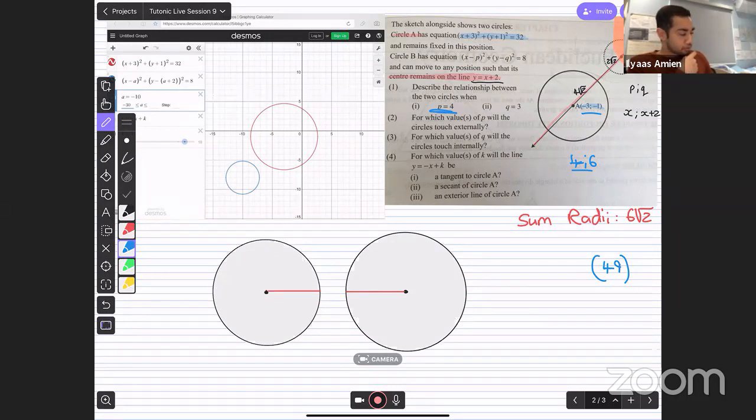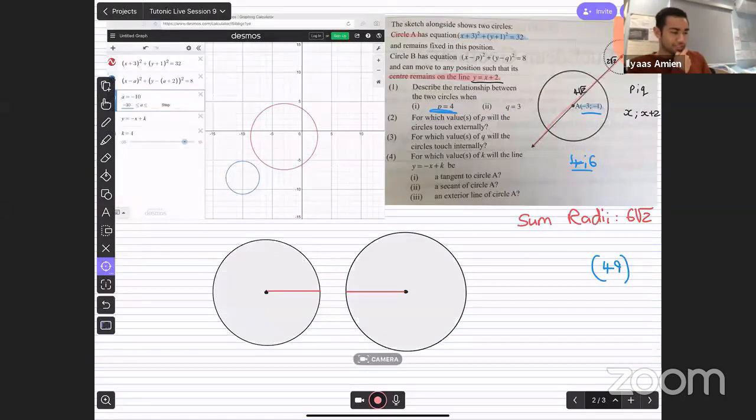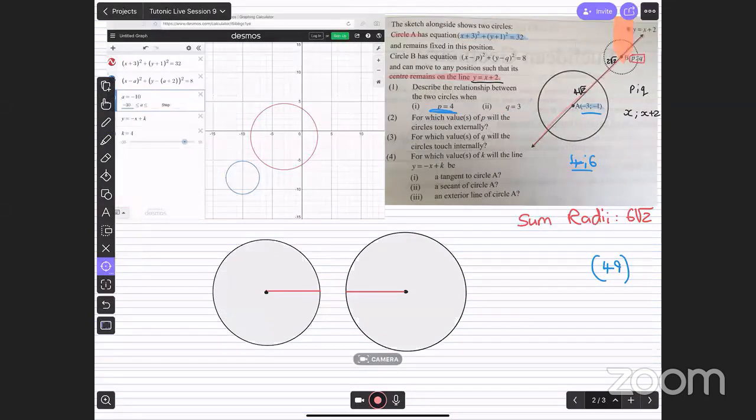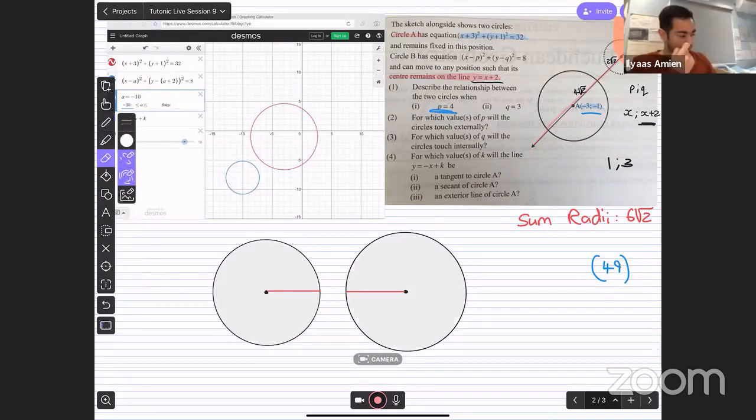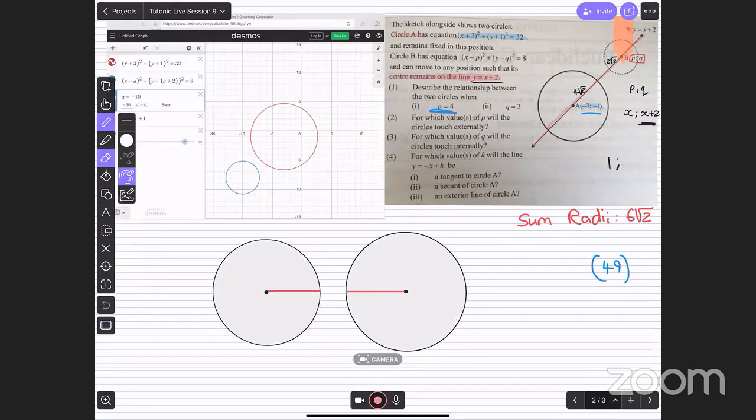Okay, and if Q is 3, Iman, what does that mean? What's the new center? Basically they're telling us that the y value of the equation is going to be 3. So we need to work backwards. So 3 minus 2 is 1. So our x value is going to be 1. So that means that our new center is going to be 1 and 3. 1 and 3, great. And we are basically going to do the same thing again.